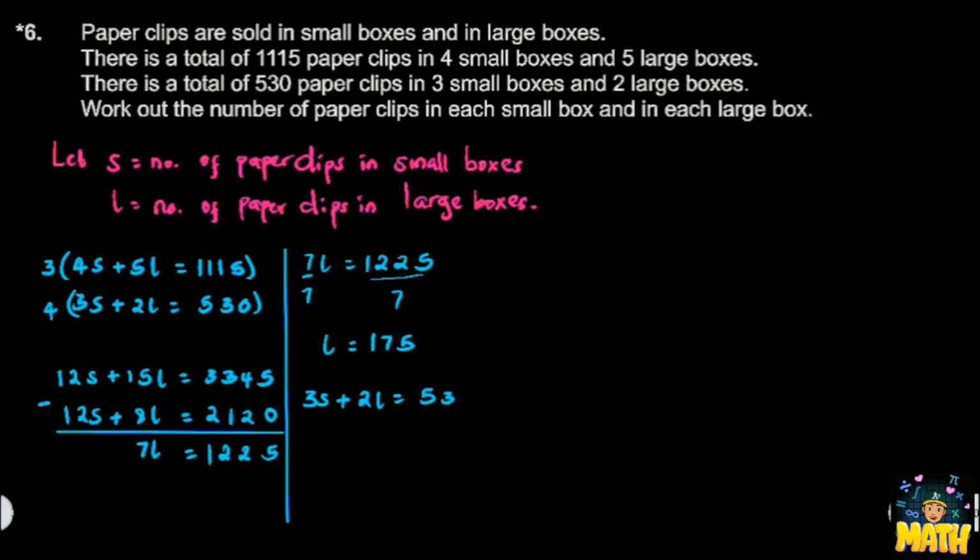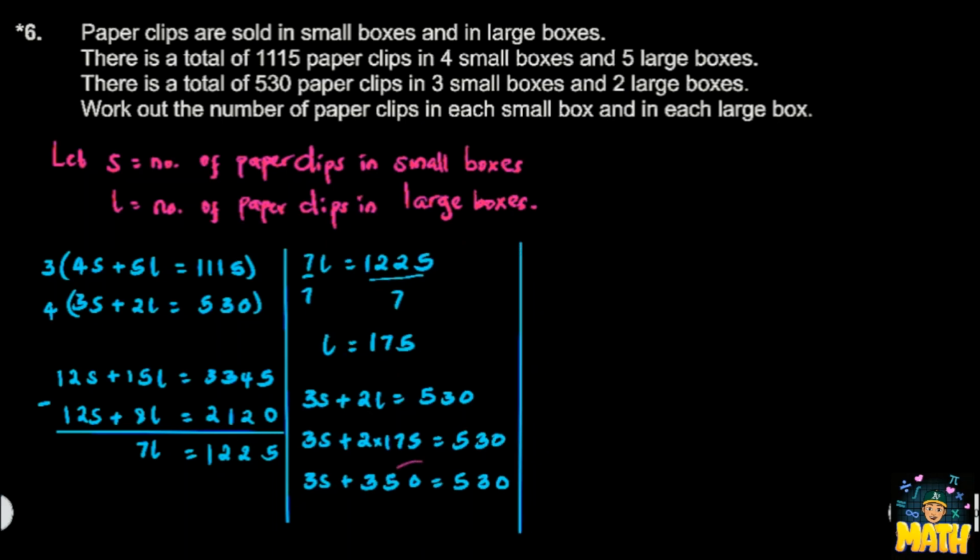So I use the L to solve for S by substituting in one of the equations that we have there. So I use the second one. So 3S plus 350 equals 530. So I'm taking the 350 to the other side. 3S equals 530 minus 350. So 3S equals 180. When I divide on both sides, I remain with S equals 60.